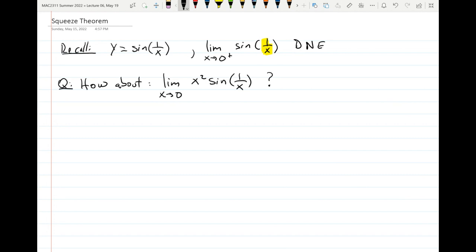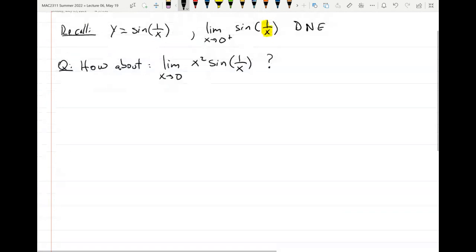None of the tools that we have discussed so far will allow us to say something about this. And that's why we have to look at another idea. That idea is the squeeze theorem. It's actually a pretty straightforward idea.